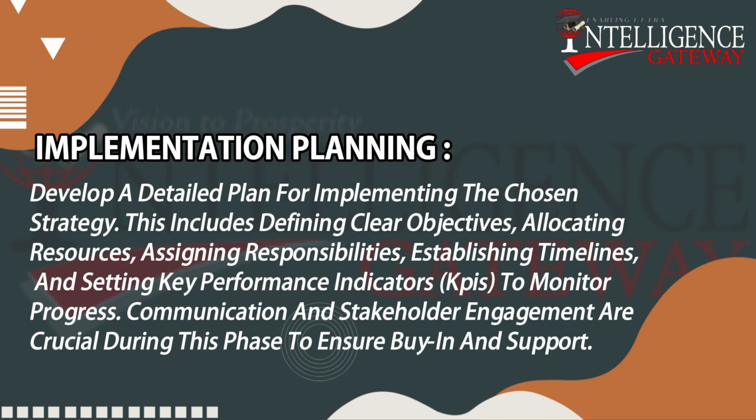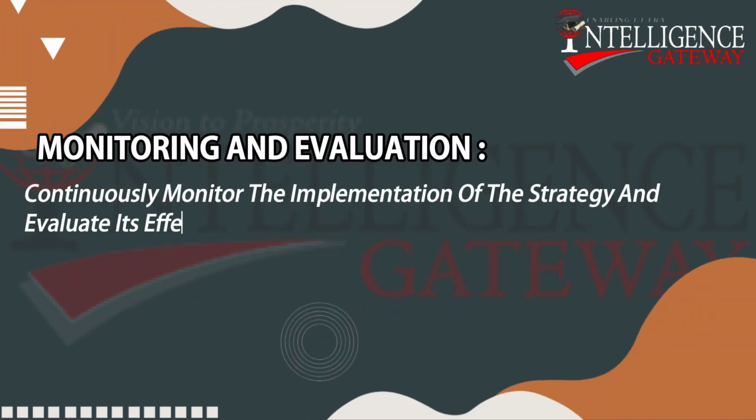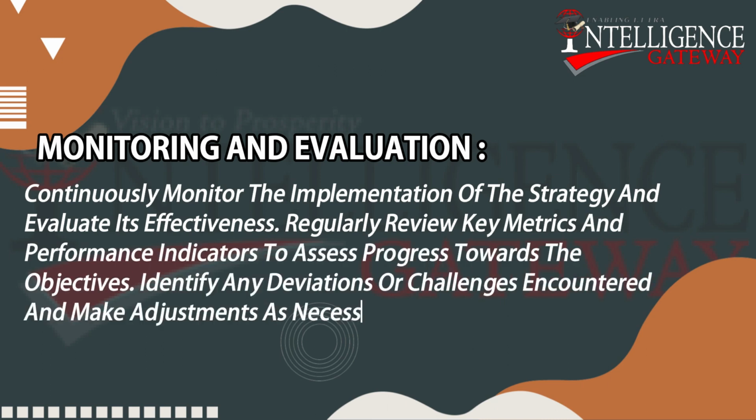This includes defining clear objectives, allocating resources, assigning responsibilities, establishing timelines, and setting key performance indicators, KPIs, to monitor progress. Communication and stakeholder engagement are crucial during this phase to ensure buy-in and support. Monitoring and evaluation. Continuously monitor the implementation of the strategy and evaluate its effectiveness.